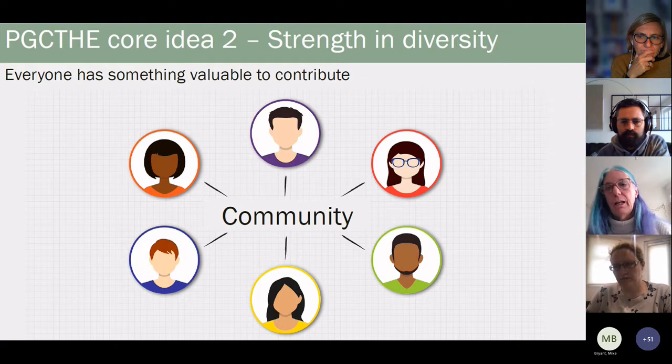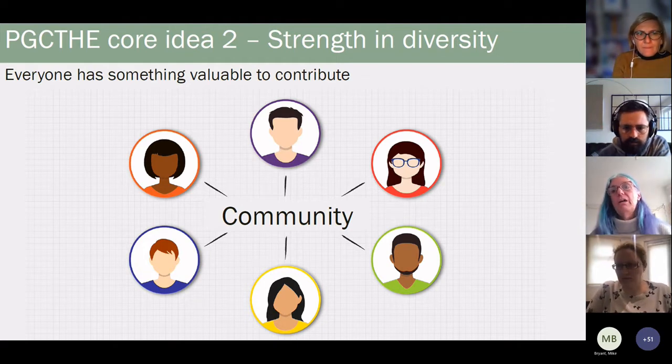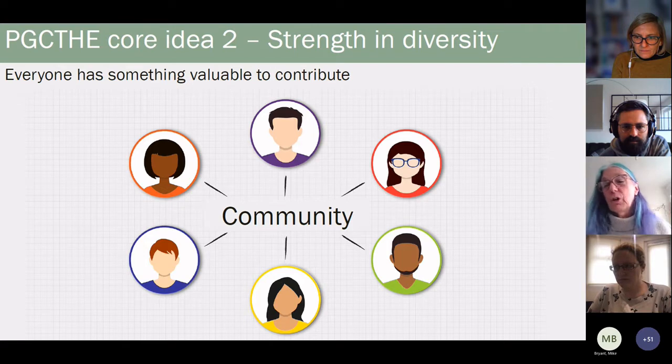So if you click the next, that's a slide from, I have two core ideas in the PG Cert. This is the second one, strength and diversity. The first one is growth. So this is what I share with everybody. Everyone has something valuable to contribute, no matter which person in the circle that looks like you, or, if it doesn't exactly look like you, then we'll add one. We're all part of this community together, and we all have something valuable to contribute to the discussion. So it's very much that collective improvisation, if you will.